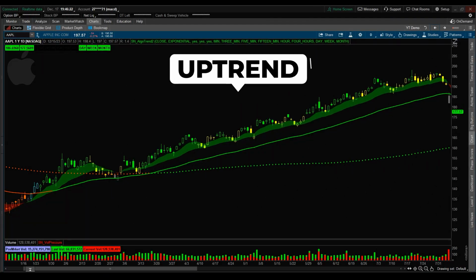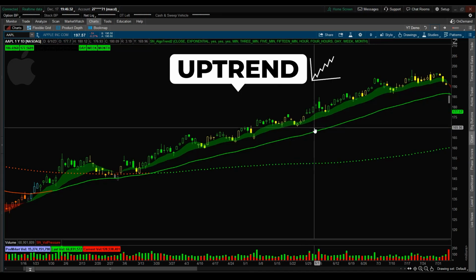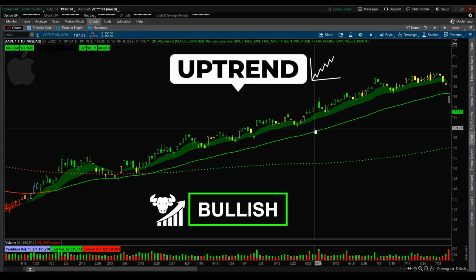Number 1, we have an uptrend. And this is when the price of an asset is consistently going up. Higher high, higher low, higher high, higher low. And this indicates a bullish sentiment in the market.